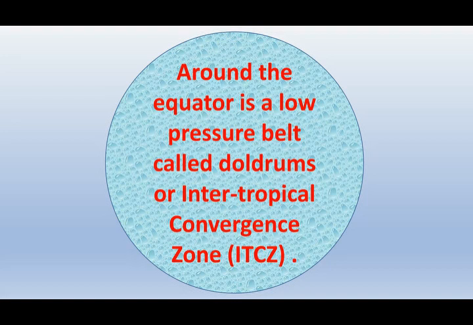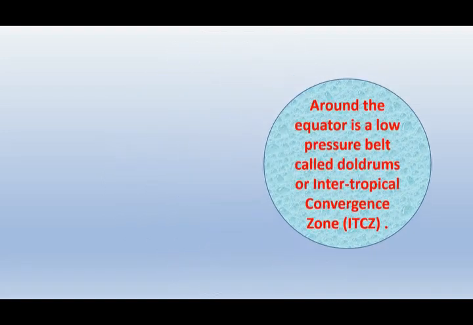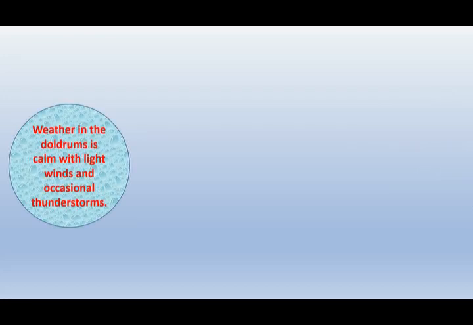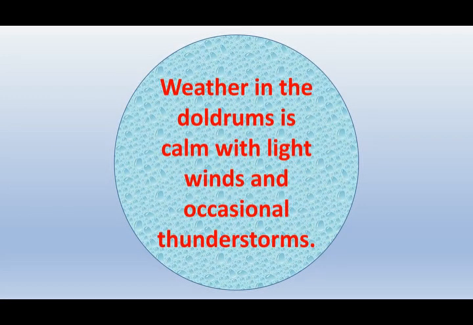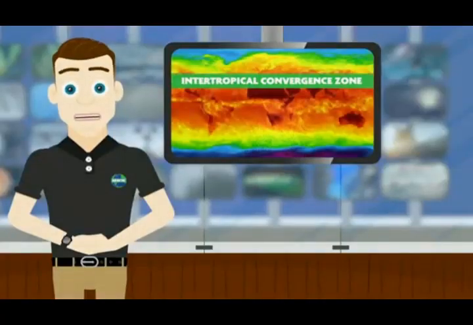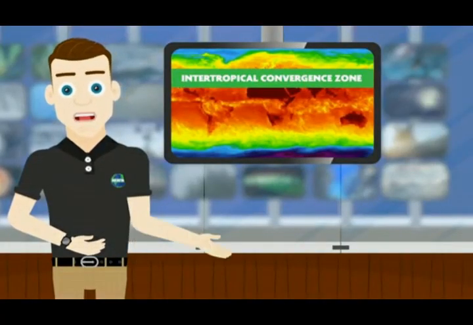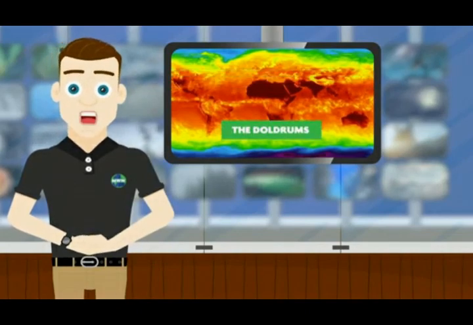Encircling the Earth literally like a belt is an area of low pressure belt called the doldrums or the Intertropical Convergence Zone, ITCZ. Weather in the doldrums is usually calm with light winds and occasional thunderstorms, which can be quite unpredictable. This region where this occurs is called the Intertropical Convergence Zone, and the doldrums by sailors.